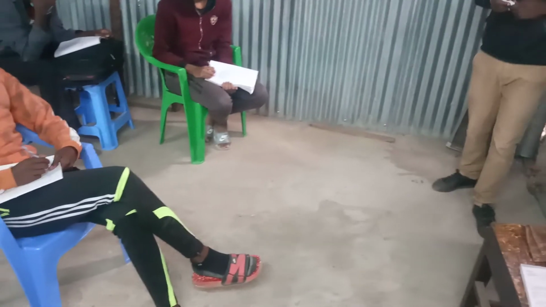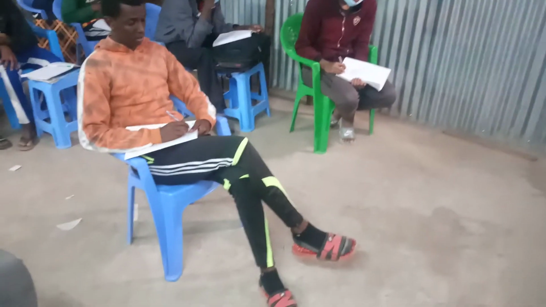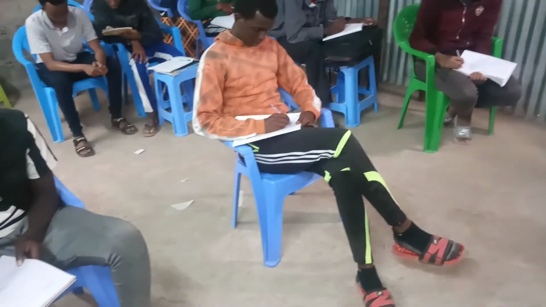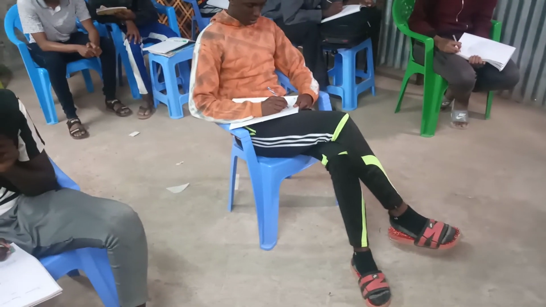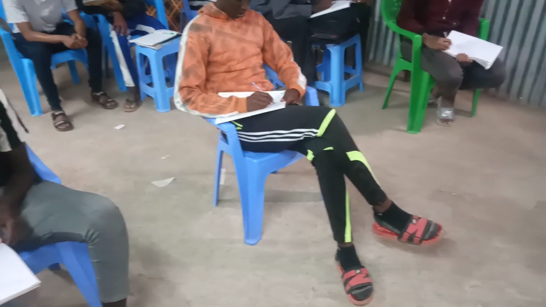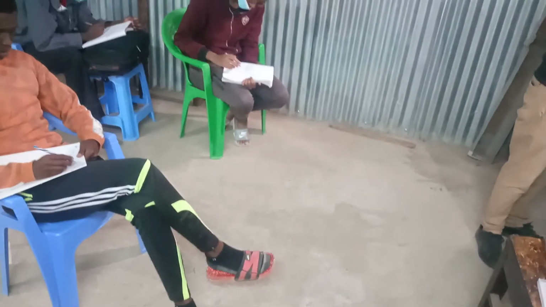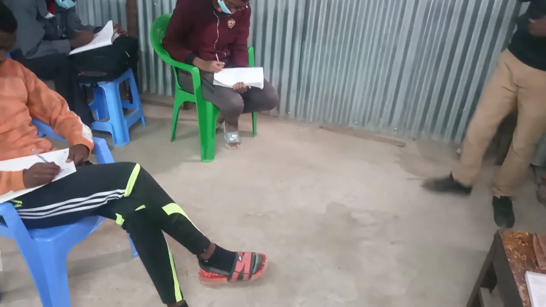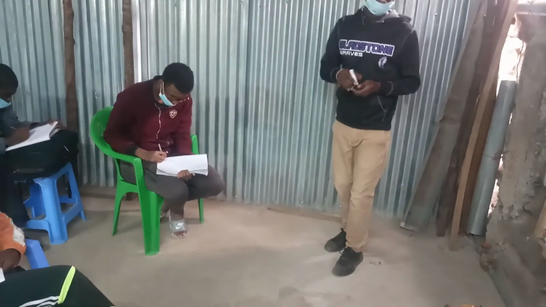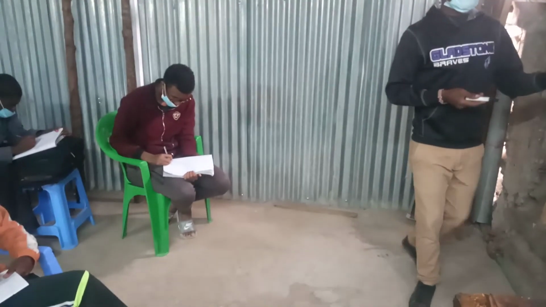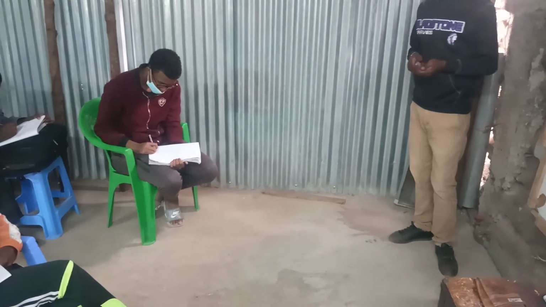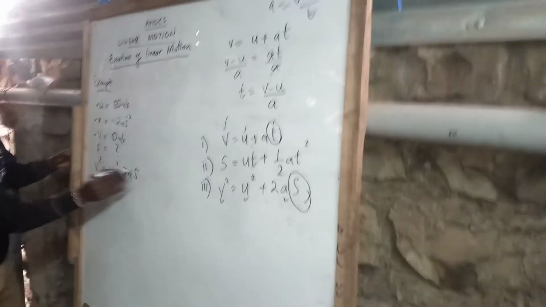u is 50. It comes to rest, so it means its final velocity is 0. It's not moving because it has attained 0 velocity. What distance does it cover from the time it began to accelerate? So that means the missing quantity is what? Distance, or displacement in this case, in v squared equals u squared plus 2as.